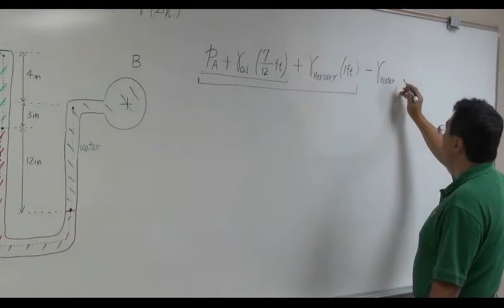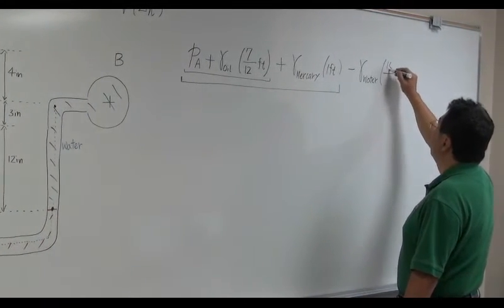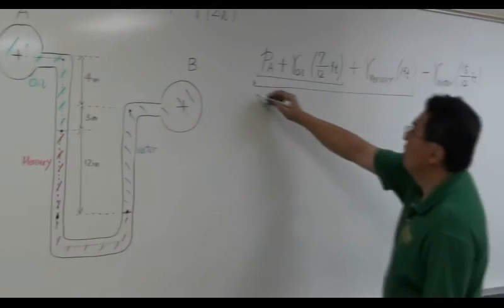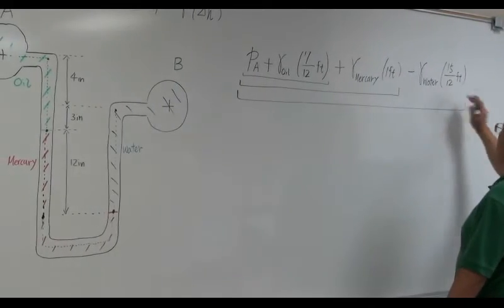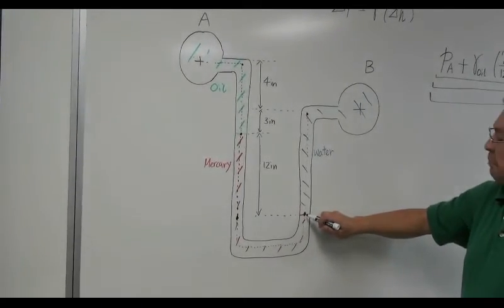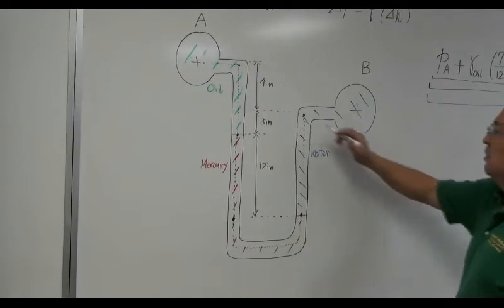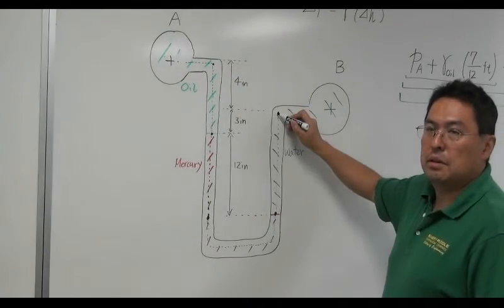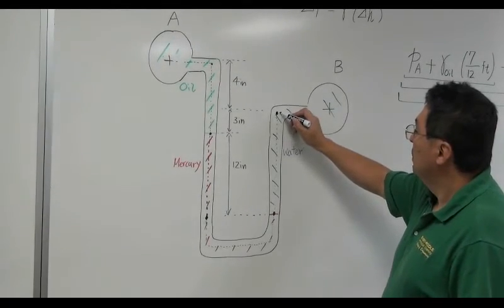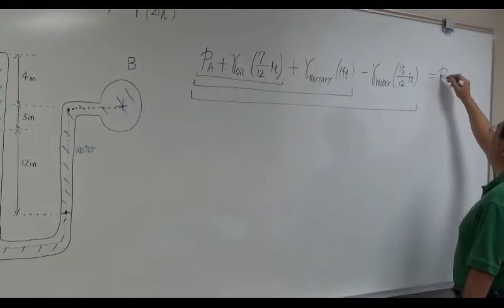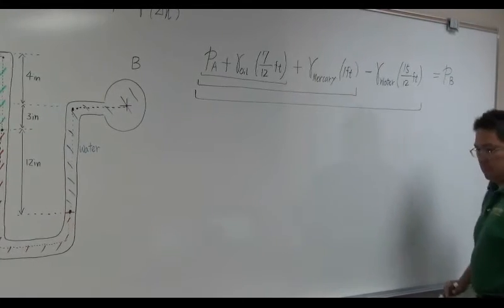That's a 15 inch. 15 over 12 feet. This is the pressure right here in terms of gauge. No, sorry, right here. This is the pressure right here in terms of gauge, which is equal to pressure PV. So this is pressure PV. Okay?